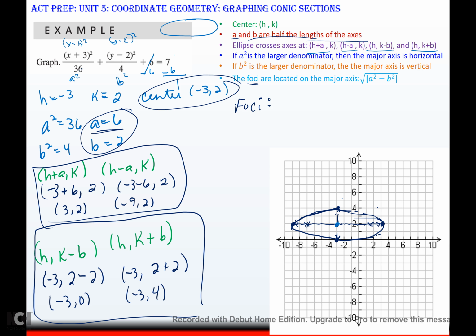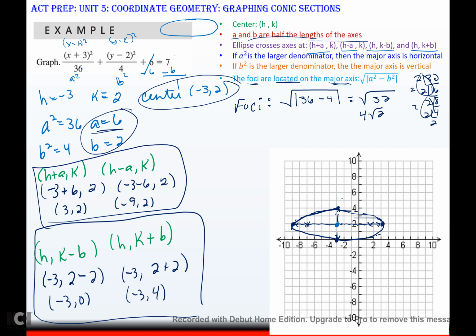That's what the foci are for. Anyway, my foci are going to be located on the major axis, this many units from the center. So if I take the square root of the absolute value of a squared minus b squared, I get the square root of 32, which can be broken down: by 2 is 16, by 2 is 8, by 2 is 4, by 2 is 2. That's a perfect square, 2. That's a perfect square, 2. This can be 4 square roots of 2.